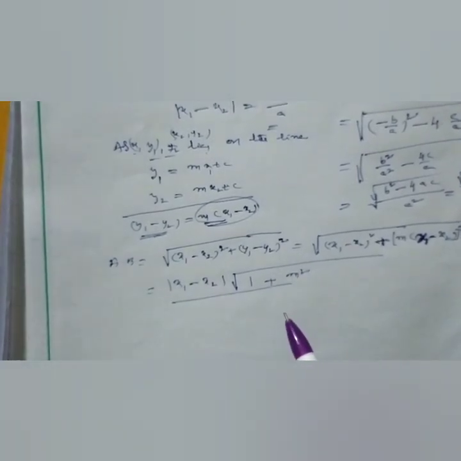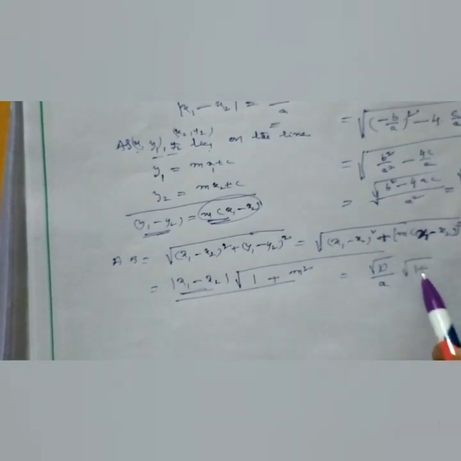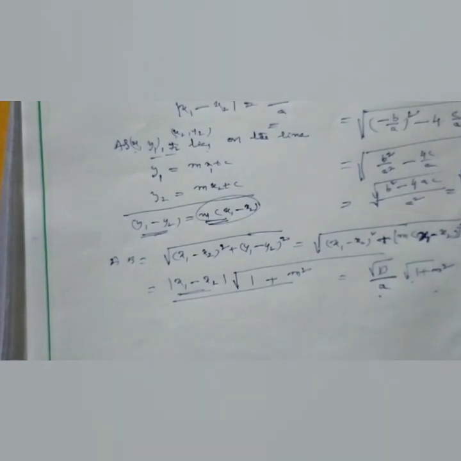Very simple. Whenever the distance between 2 points is given, it is modulus of x1 minus x2 into root over 1 plus m square. That means what is x1 minus x2? Already we calculated it: root d by a. Root d means we find the discriminant of the quadratic equation, formed from the line and the curve. So root d by a into root over 1 plus m square. This is nothing but the length of the chord. Very shortcut method.